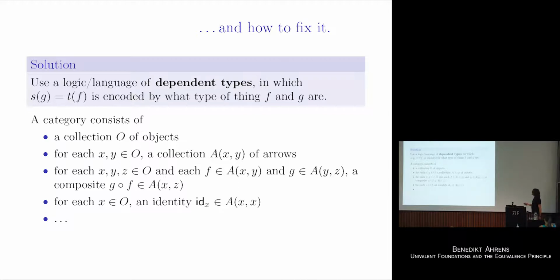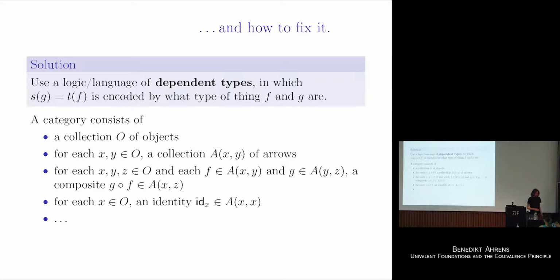We say that a category consists of a collection O of objects. This is normal, nothing changes. But then instead of having one collection of arrows and maps source and target that indicate the source and the target of each arrow, we will have a family of collections of arrows, namely one collection for each pair of objects x and y. So we will have a collection A x y of arrows from x to y, for each two objects x and y.